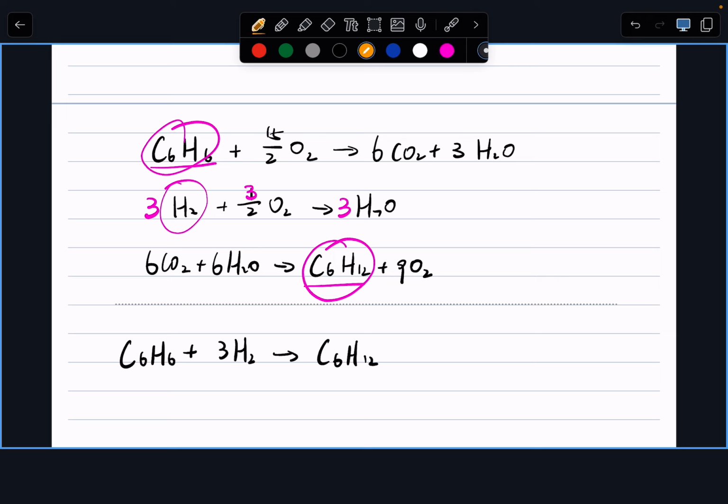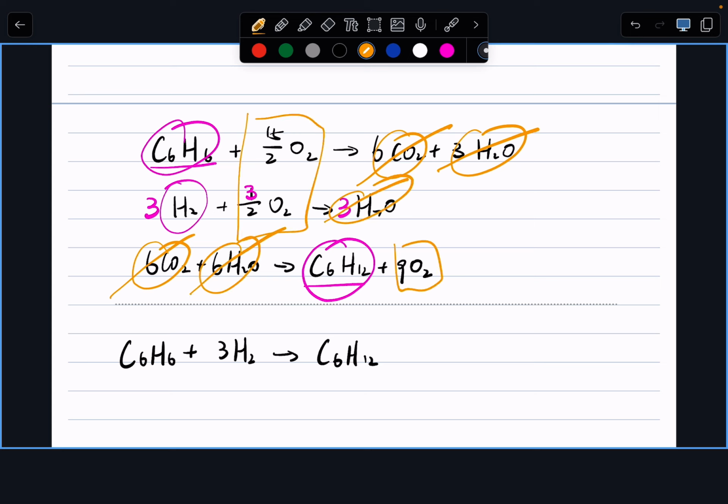And checking, are they canceling out with each other? So I have 6 CO2 canceling out with 6 CO2. I'm forming 6 H2O, and they cancel out. And here, if we add this together, they cancel out with my 9 oxygen, so I'm happy.